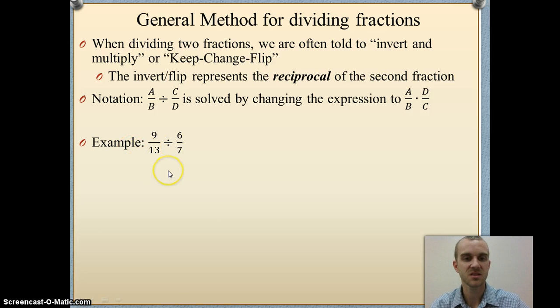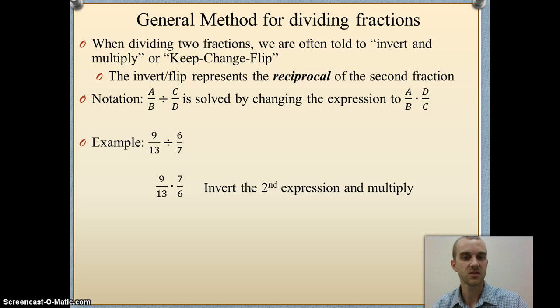9/13 divided by 6/7. We change this to multiplication and flip the second fraction. And we got 9/13 times 7/6. We multiply across, that gives us 63, and then 13 times 6 is 78. Then we want to simplify our fraction, and we get 21/26.